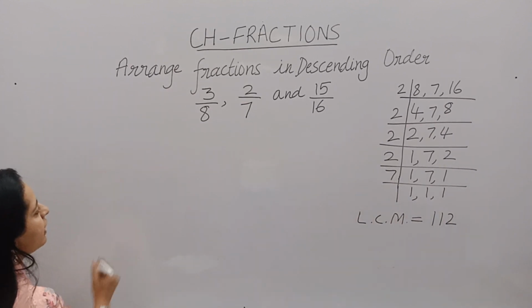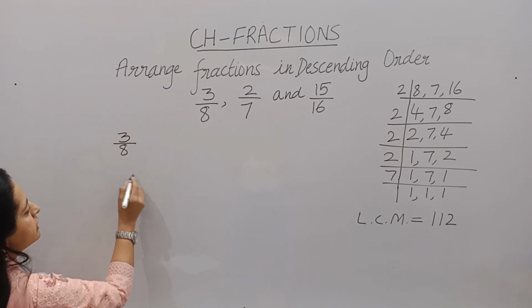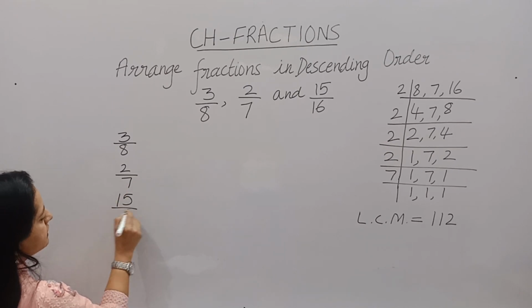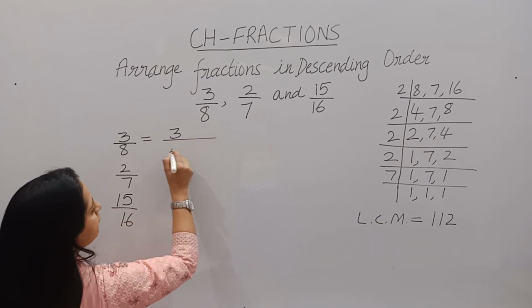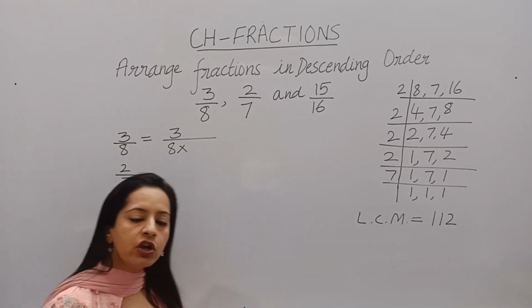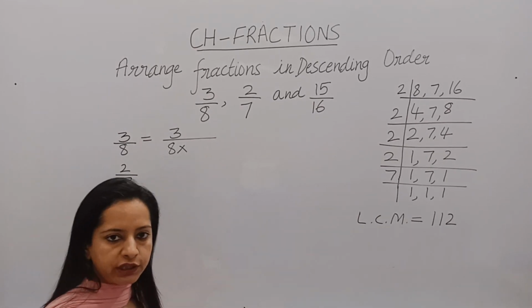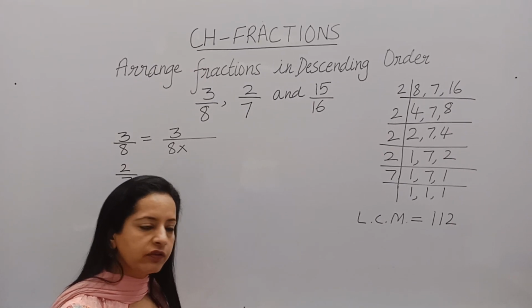Now we have got the LCM 112 and we have our three fractions: 3 upon 8, 2 upon 7 and 15 upon 16. Starting with the first fraction, we have 8 in the denominator and we want 112 in the denominator. The LCM that has come is what we need in the denominator. So we will multiply 8 by which number to get 112?